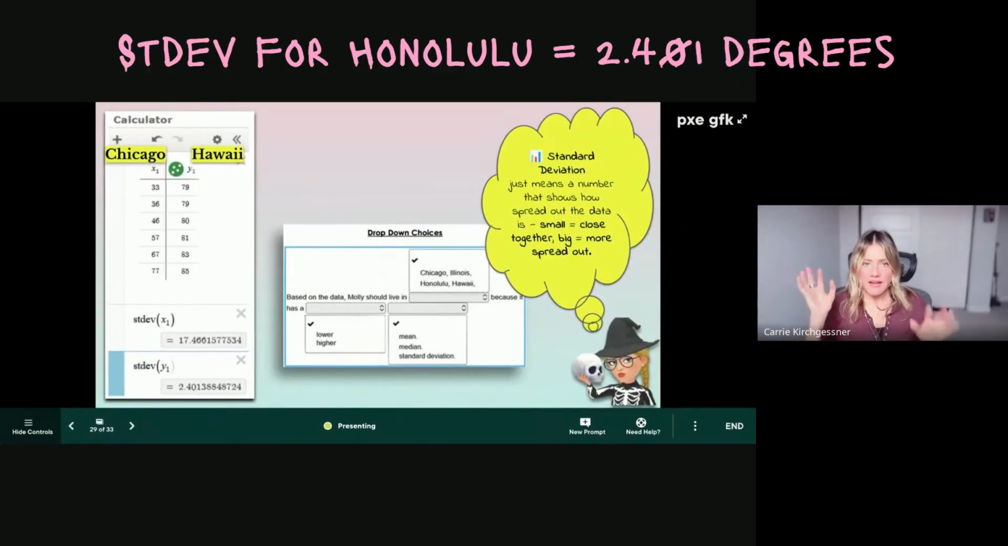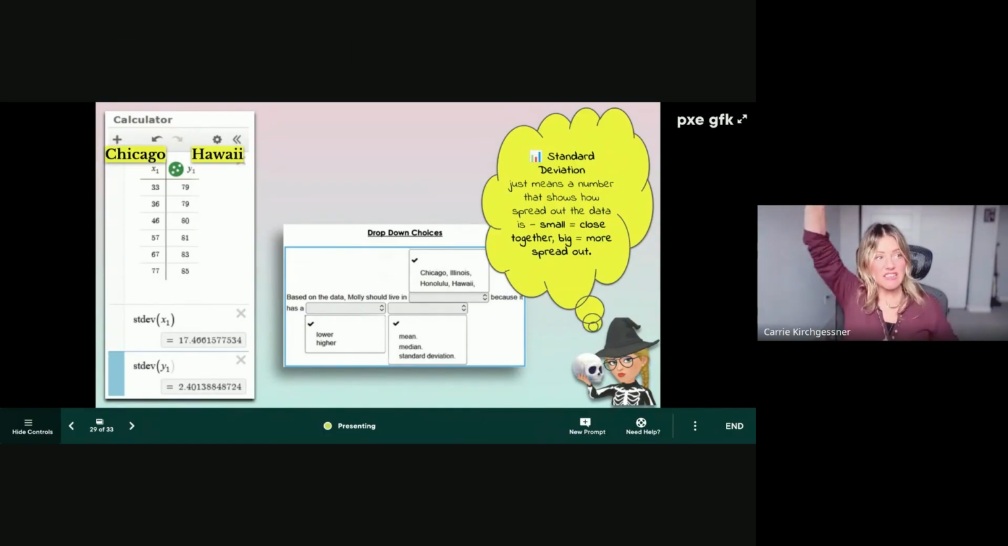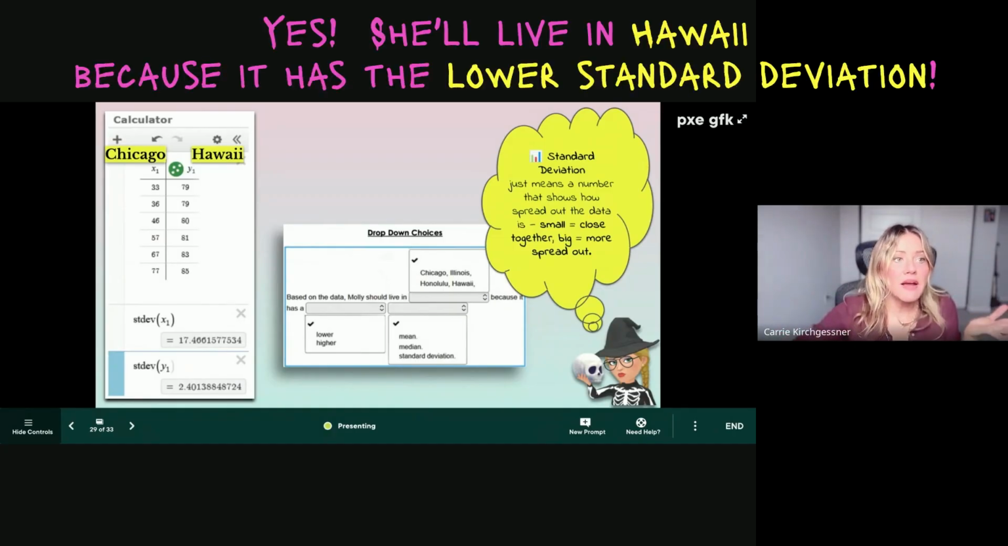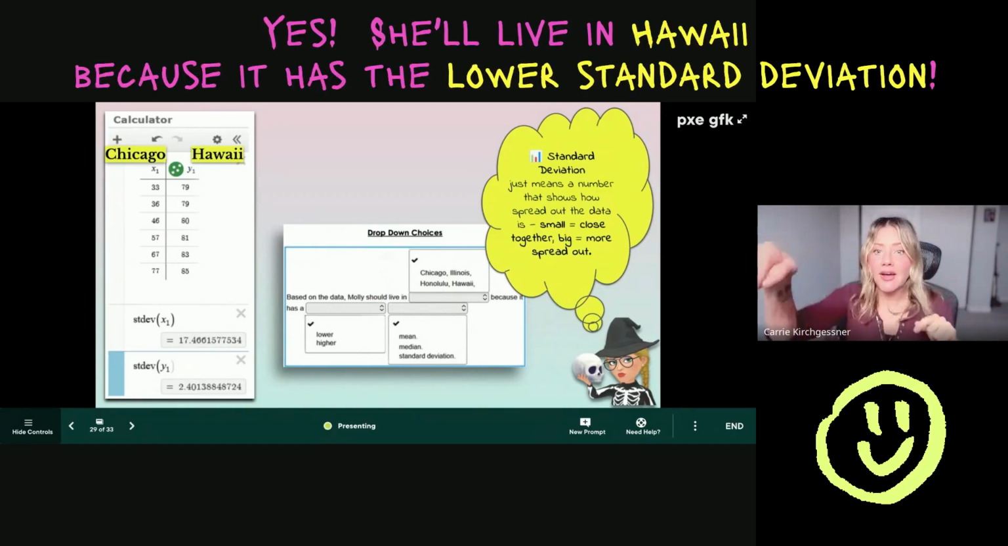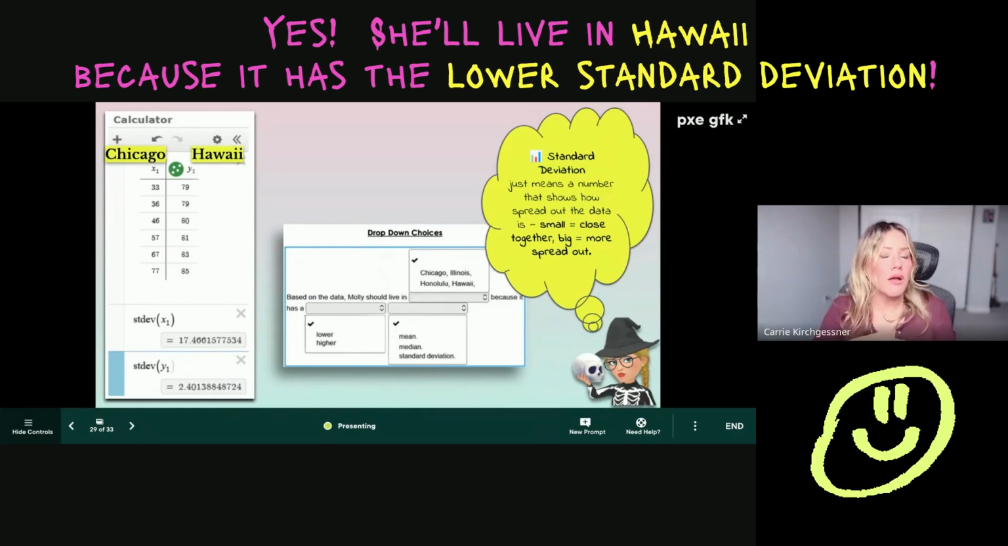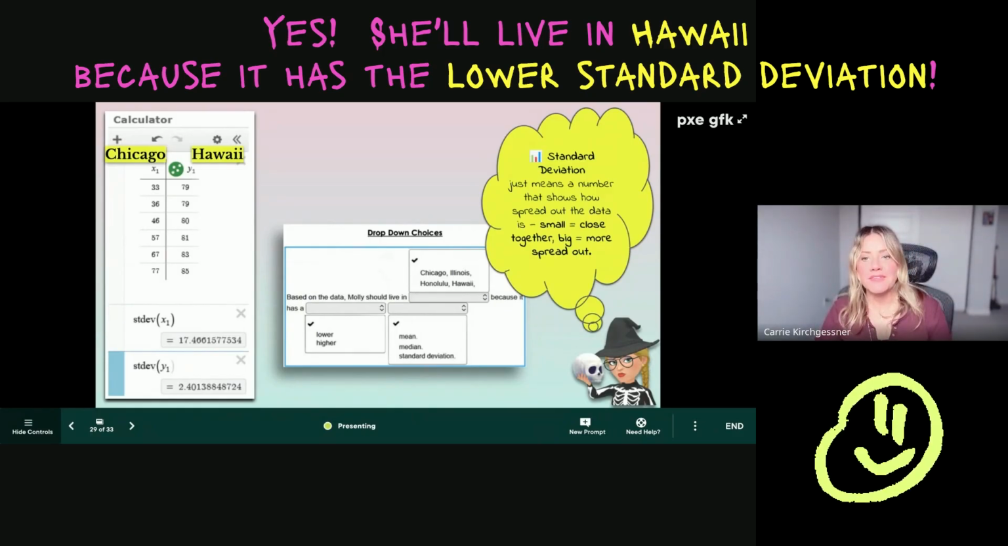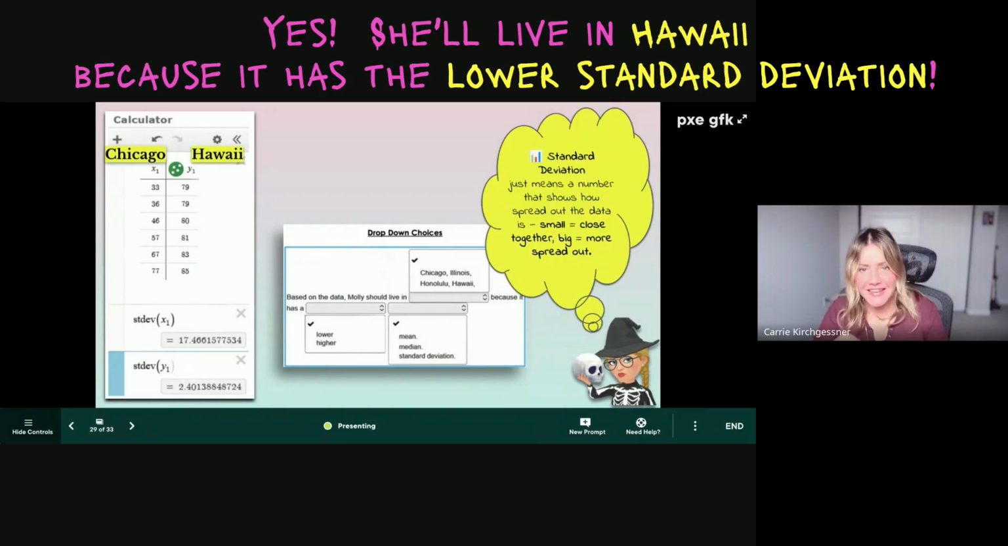So based on the data, Molly should live where? She wants to live in a city that has the least variation, and Hawaii deviates or varies only 2.4 degrees. So she's going to live in Hawaii. Because it has a lower, yep, a lower what? STDEV. Thank you, Jamari. Exactly. So she's going to live in Hawaii. Lucky duck.